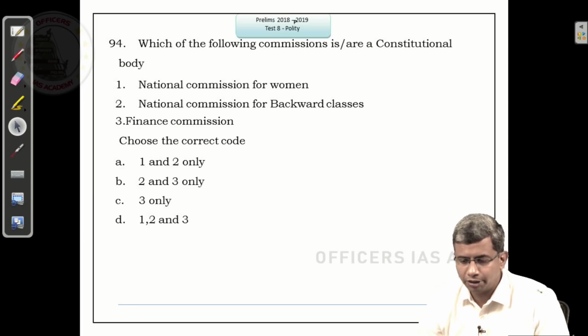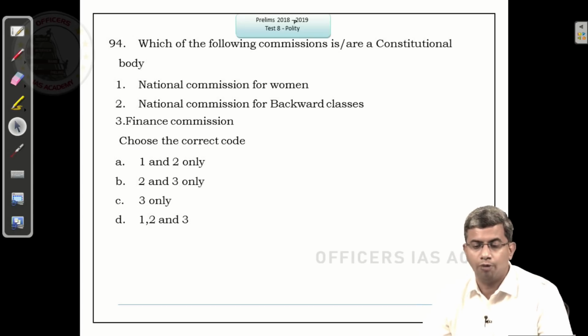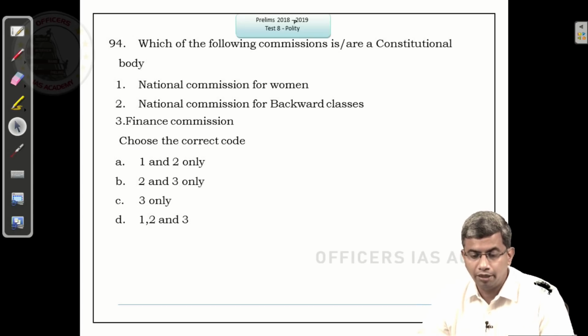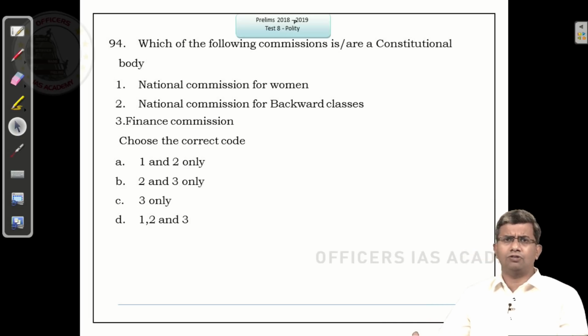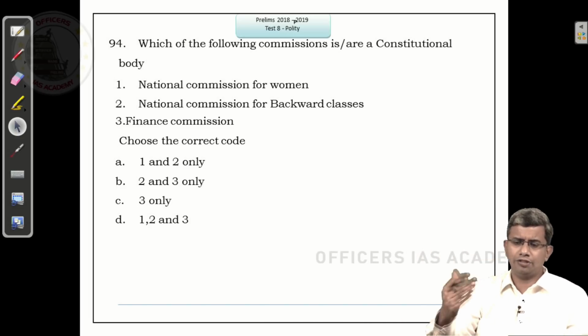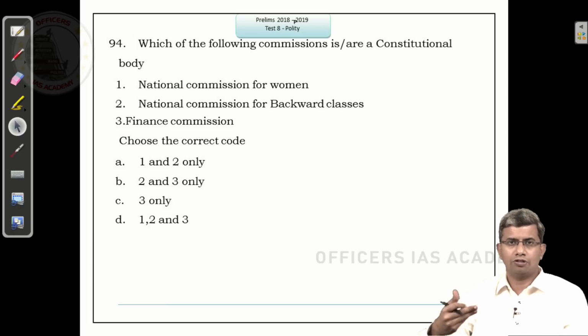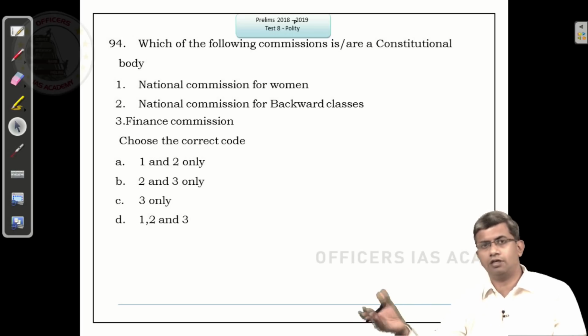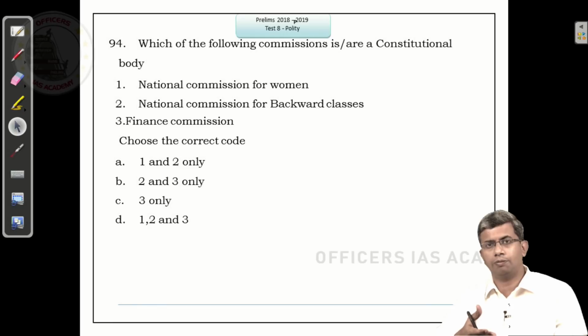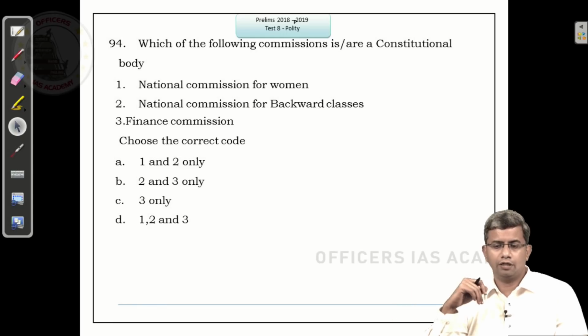Which of the following commissions are a constitutional body? National Commission for Women, National Commission for Backward Classes, Finance Commission. Finance Commission, all of us know, it is there right from 1950. So 3 is definitely there, but it doesn't help because 3 choices have 3. National Commission for Backward Classes. Oh yeah, recently in the news, 102nd Amendment, 123rd Bill, recently approved by both the houses, got the assent of the President. So 2 is also correct. So whether the choice is 2 and 3 only or 1, 2 and 3.